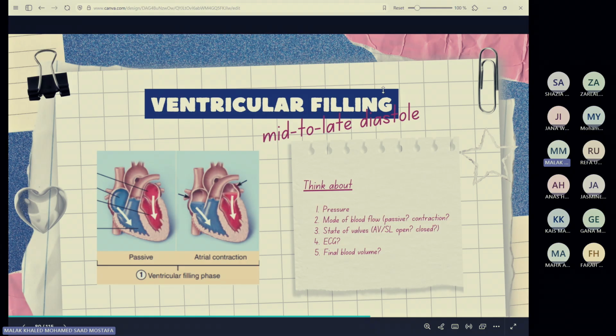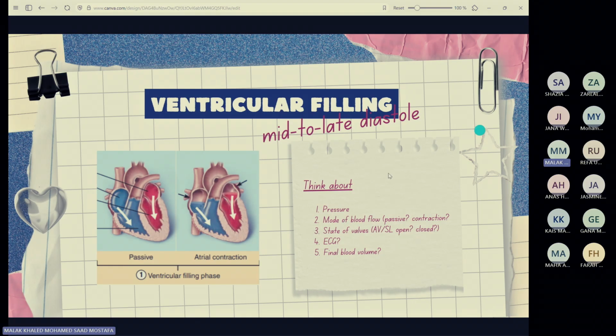So let's talk about ventricular filling. What's happening to the pressure? We're starting in mid-diastole, everything's relaxed. The blood is flowing through the AV valves, which means the AV valves are open. We don't want blood to flow through the aorta and the pulmonary vessels yet, so the SL valves are closed. For the mode of blood flow, at the beginning in mid-diastole, we're relaxed, no contraction. But at the end, when there's a little bit of blood left, we contract the atria a bit to get everything into the ventricles.